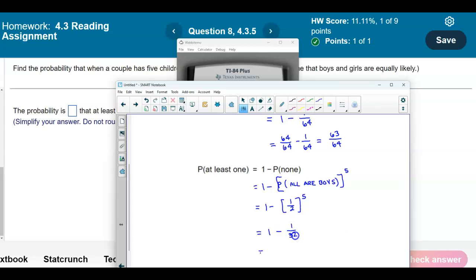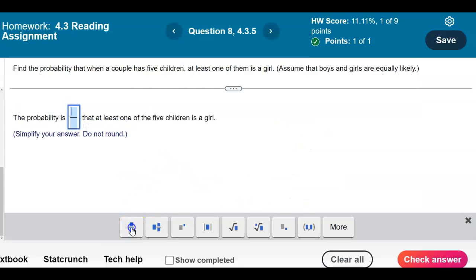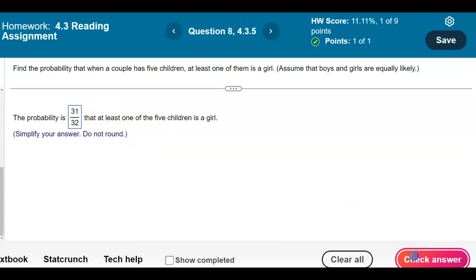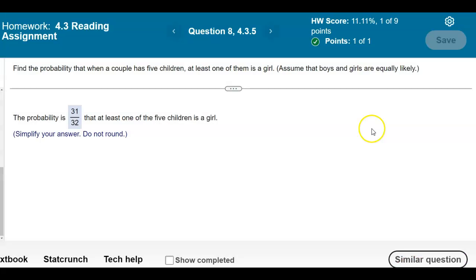And then if we wanted to simplify this fraction, the 1 can be the same thing as 32 over 32 minus 1 over 32, which would then equal 31 over 32. And so therefore that probability would be 31 over 32, and there is our answer.